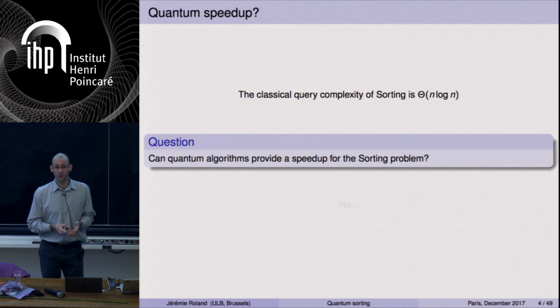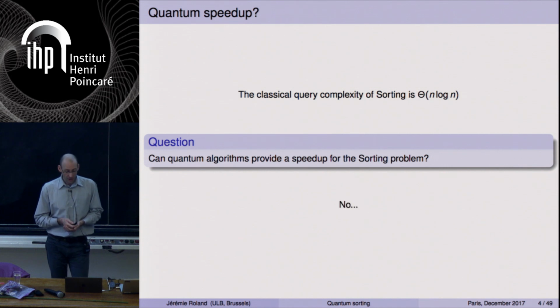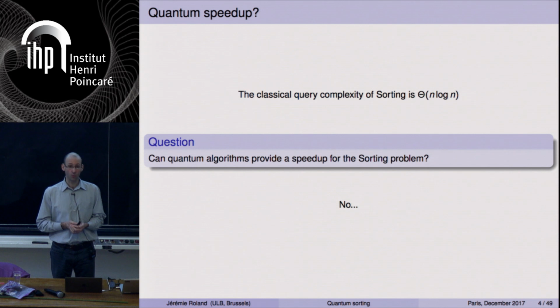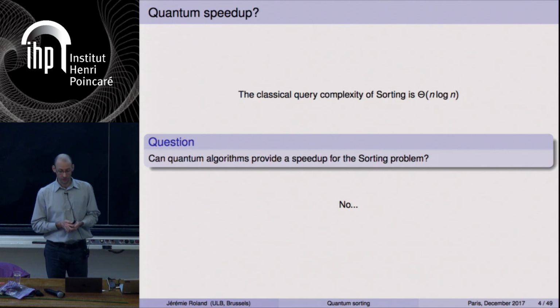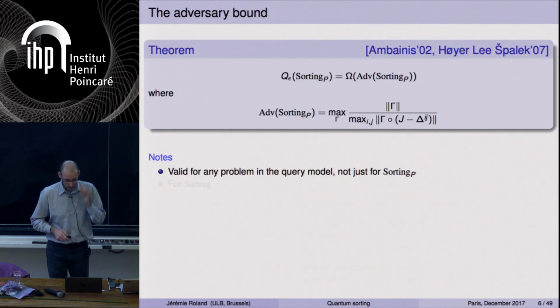And the obvious question, because of course we're interested in quantum algorithms, is whether a quantum algorithm can provide a speedup for this problem. And actually the answer is no. I will show you in a minute why: we can prove a lower bound for quantum sorting, which is also n log n.